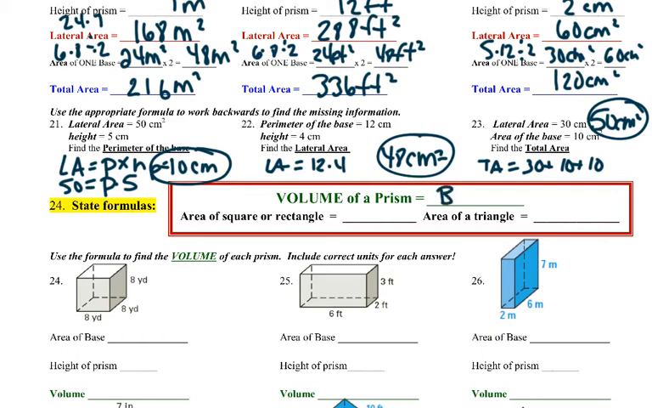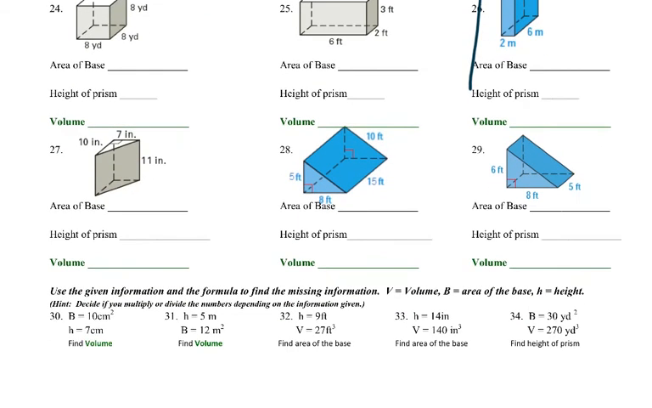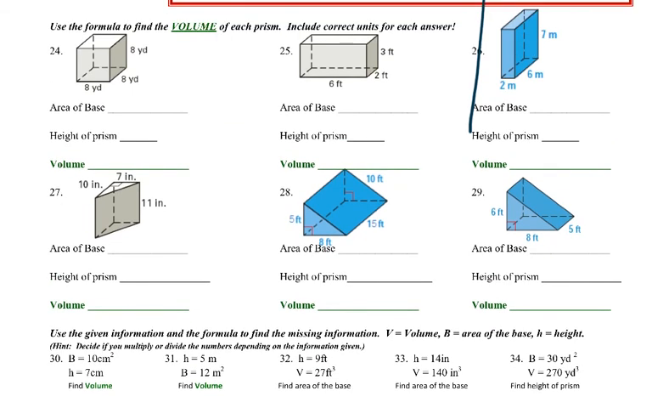Volume of prism is area of the base times height. Rectangle area is base times height. Triangle base times height divided by 2. So here, the area of the base is 8 times 8, or 64 yards squared. The height connects the two bases is 8. And then I'm going to do on my calculator here, 64 times 8 is 512 yards cubed.